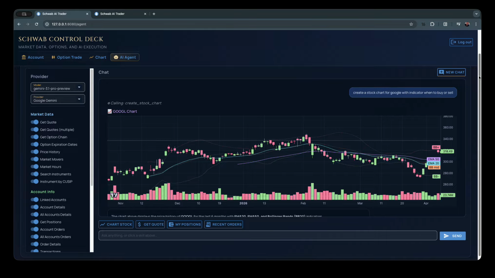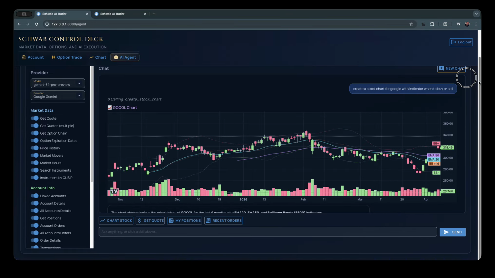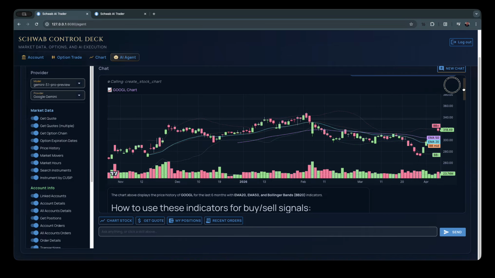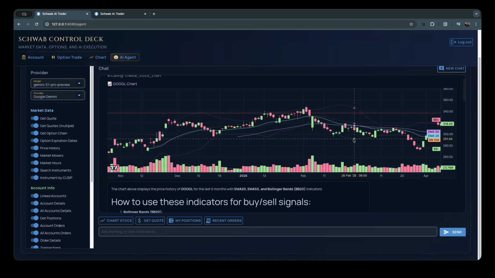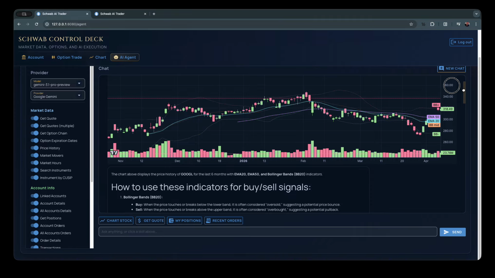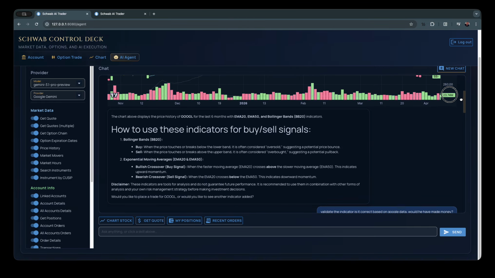So, let's dive in. This is my agent. I prompted it to create a chart for Google with indicators to buy or sell. I want to know when to buy and when to sell, to see what the AI agent thinks about that. It generated this chart for me and created all these indicators so that we can see here a 50 moving average, a 20, and the mid, and a Bollinger Band, from what I can see.